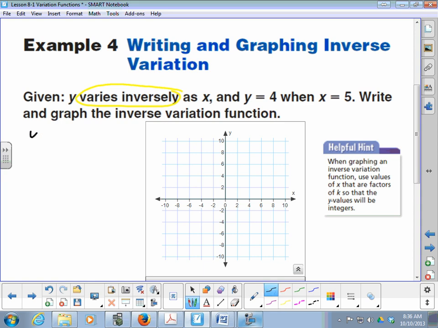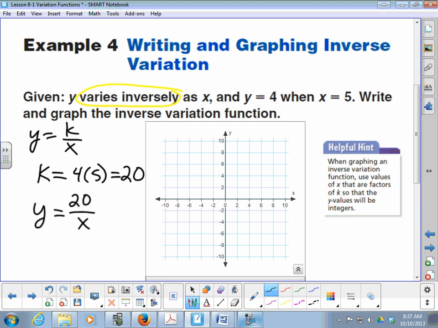So we got y equals k over x. Says y equals 4 when x equals 5. So that means that k is equal to what? 4 times 5, which is 20. So my function is y equals 20 over x. There's my function.